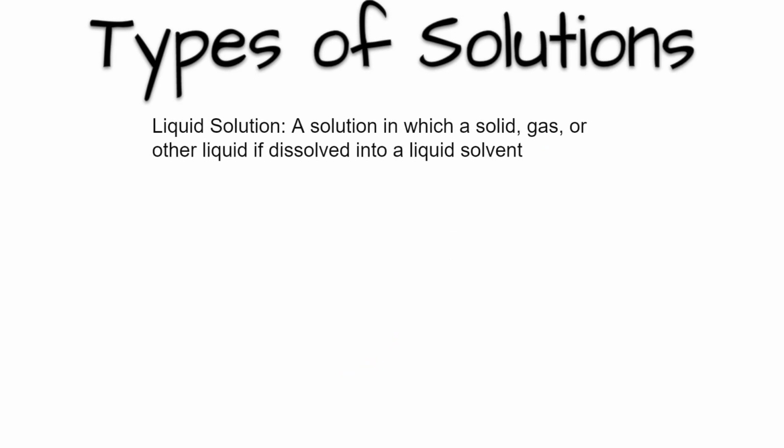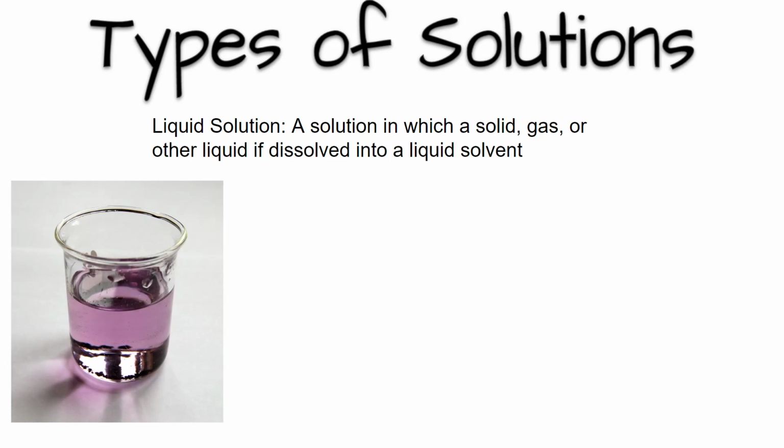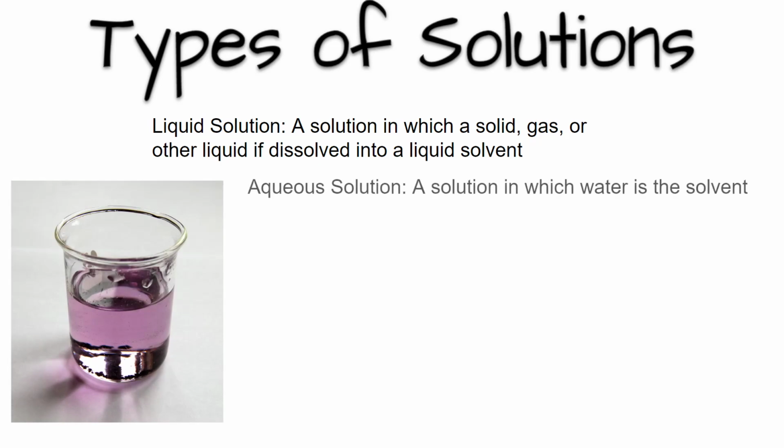A liquid solution is a solution in which a solid, gas, or other liquid is dissolved into a liquid solvent. Water is a common liquid solvent, and so a solution in which water is the solvent is called an aqueous solution. The symbol AQ is used to indicate an aqueous solution. The solute in an aqueous solution can be any of the three phases.